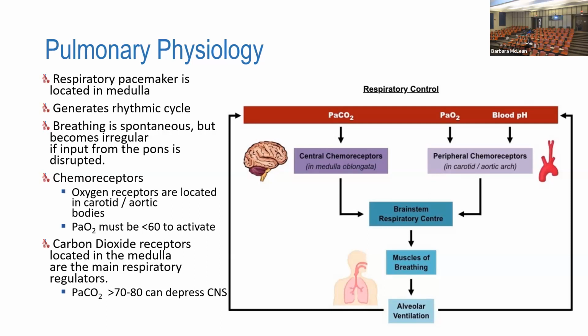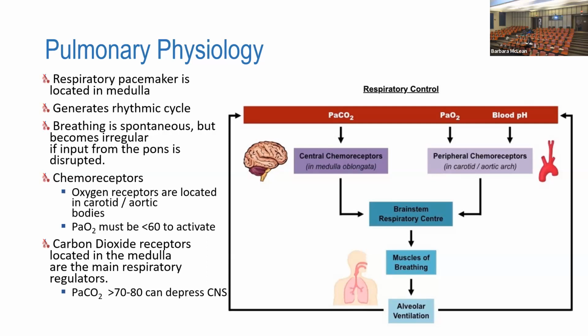Our central chemoreceptors, which are the primary responders, are very significant in terms of their response to the presence or absence of carbon dioxide. So presence of carbon dioxide, very importantly, greater than 40, typically will stimulate a more rapid respiratory response.